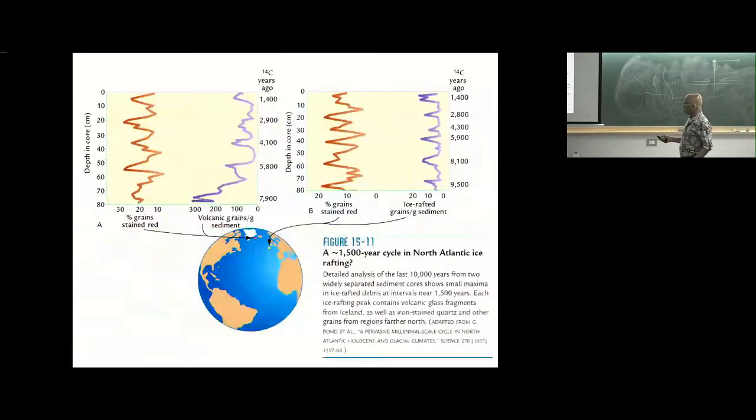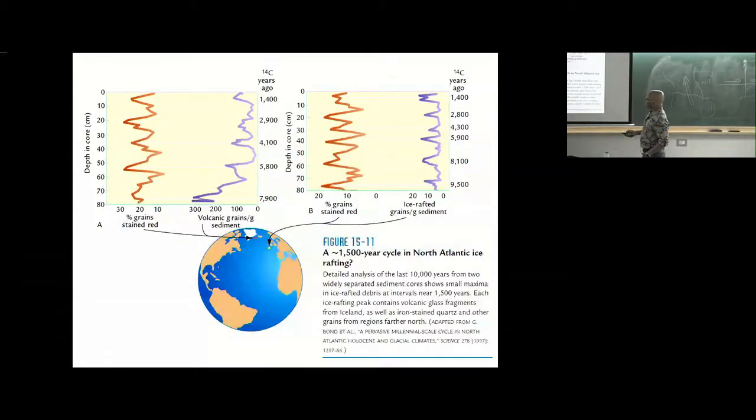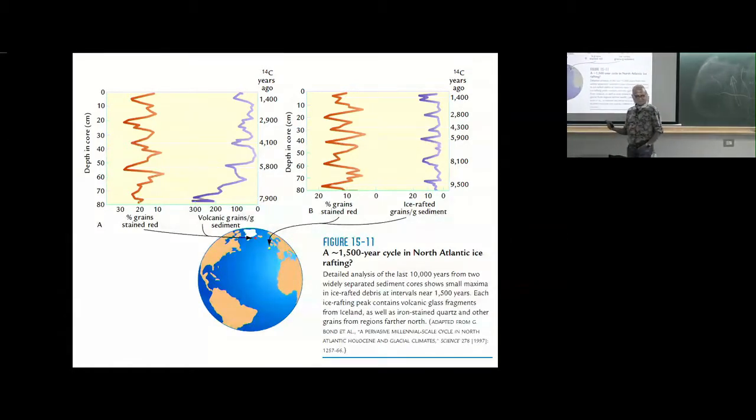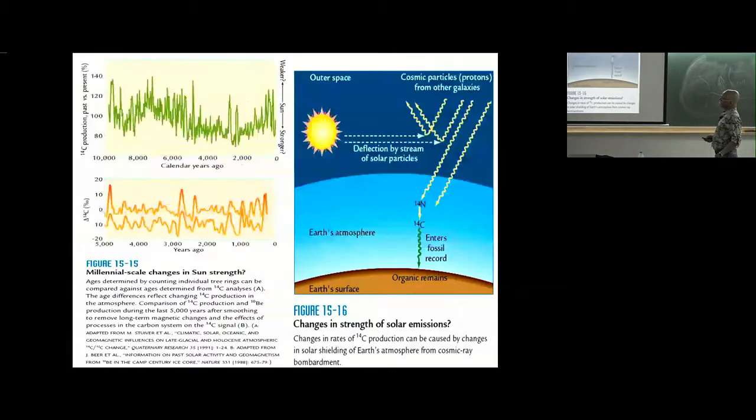And Gerard Bond from Columbia University found that there is a 1,500 year time scale that's now called the Bond cycle. And there was conjecture that maybe that's a cycle in the ice rafting in the North Atlantic, which could be Antarctic ice or glaciers from Greenland. Okay, so you have to just track these things.